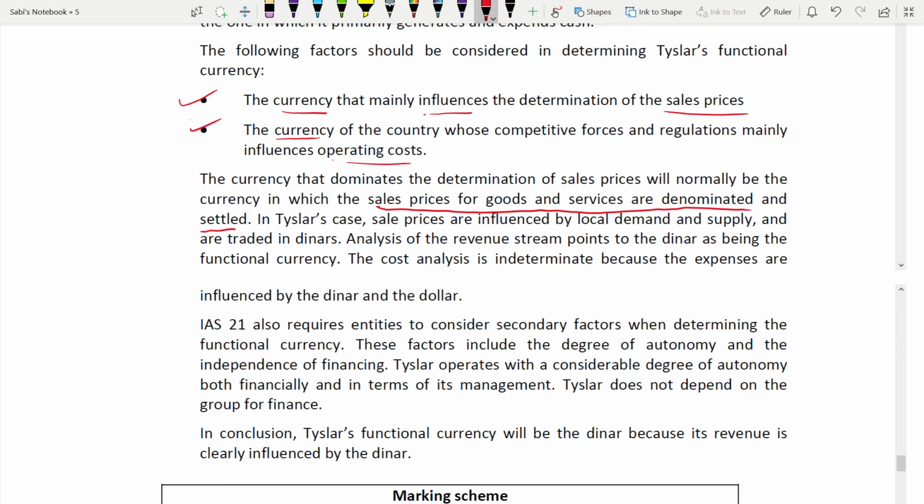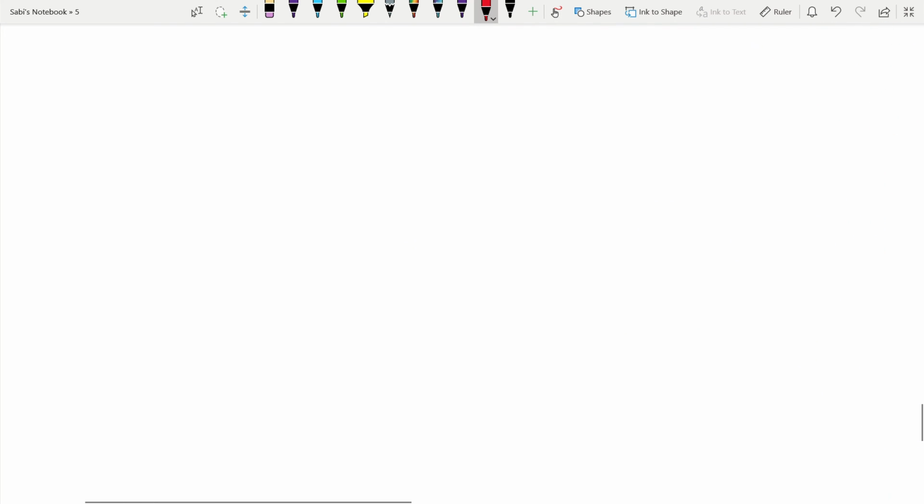So in Tyler's case, now you see how you are relating to the case study. First you gave from IS 21, now you are saying in Tyler's case, the sales prices are influenced by local demand and supply. We have underlined it, right? Didn't we say it was determined by local demand and supply and is traded in dinars? Didn't we say so? Okay, in case you forgot, let me take you back to the case study.